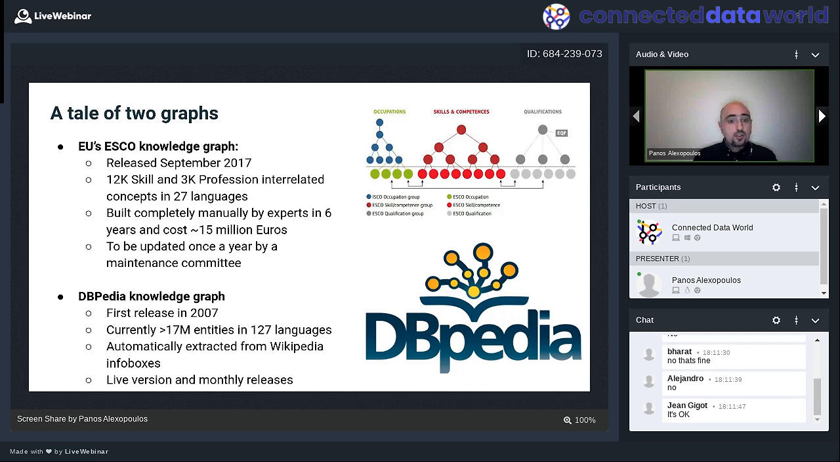It currently has more than 17 million entities in 127 languages. And it has a live version, and almost every month a new version is released. So you see the big difference here. On the one hand, we have a very small graph of around 15,000 concepts overall, which is quite expensive, and it's really slow in evolving. And on the other hand, we have a very fast, evolving knowledge graph, a very big one, that is definitely much cheaper to maintain.